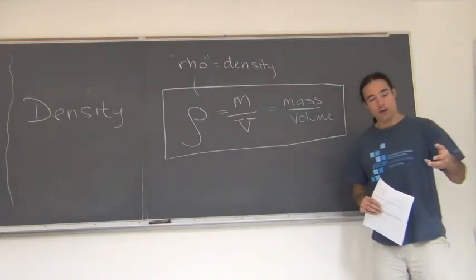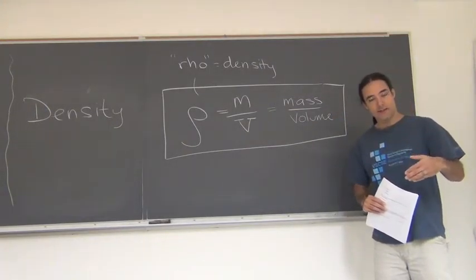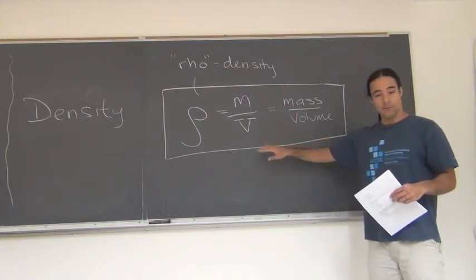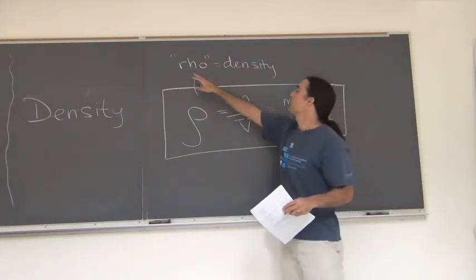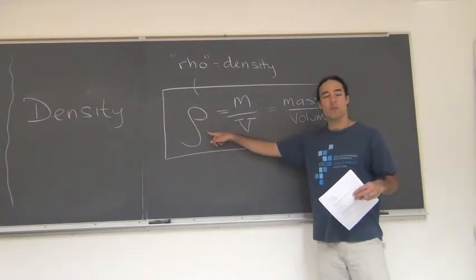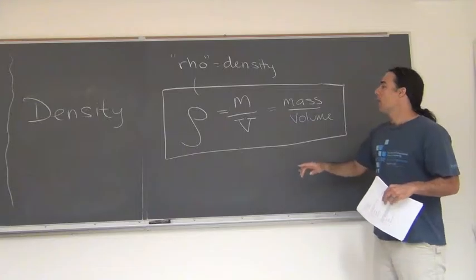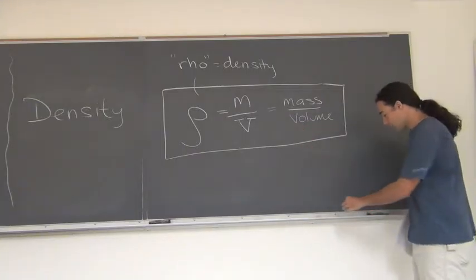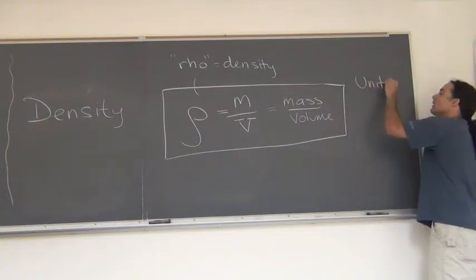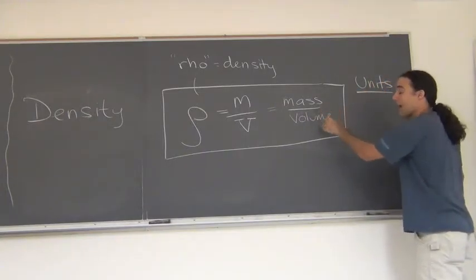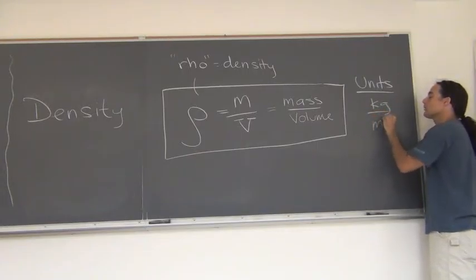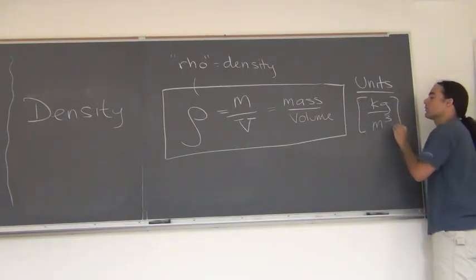So if I measure an object's volume, I take its mass divided by that volume, I get the density. And we're going to use the symbol rho for density. It's the Greek letter rho. It looks kind of like a P, but it's actually a Greek letter. That will be our symbol for density. And just working out the units here, since it's mass over volume, the units should be kilograms per meter cubed.